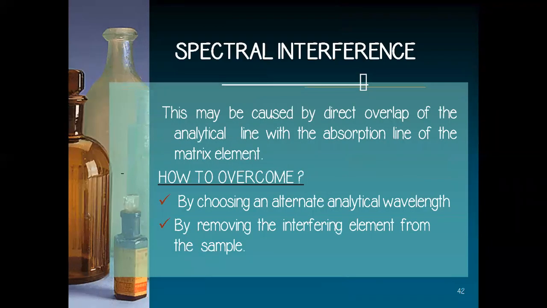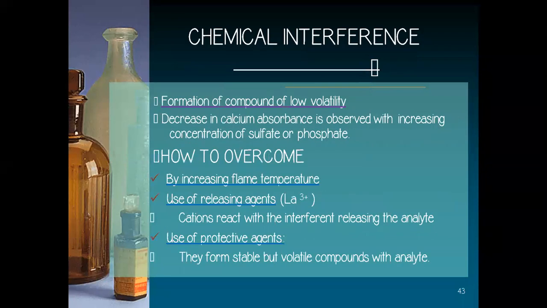So the spectral interference is caused by direct overlap of the analytical line with the absorption line of the matrix element, and this is overcome by choosing an alternate analytical wavelength or by removing the interfering element from the sample. यानी ये spectral interference कोई ऐसे element की वजह से आ रहा है जो कि लगभग वहीं पे absorption अपना दे रहा है, और therefore इसको overcome करने का सबसे आसान तरीका है कि या तो हम किसी और wavelength पे काम कर लें या फिर उस interfering element को हम totally remove कर दें.